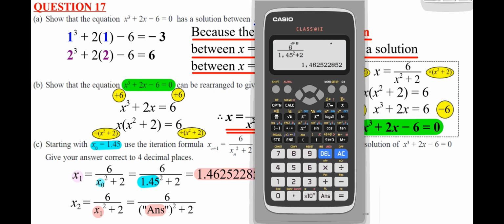So on our calculator, all we need to do is toggle back using these buttons here. We can delete what we had, then press ANS, so that squared plus 2, and our updated answer is 1.44964937.